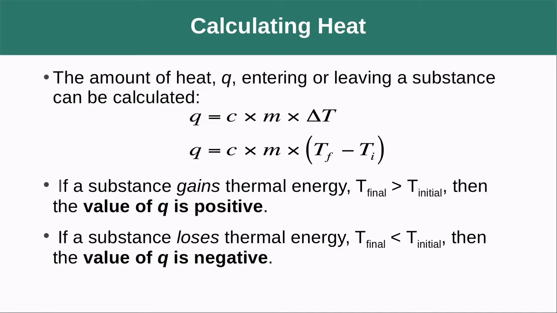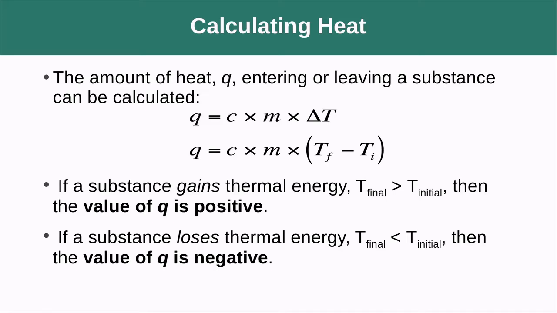Calculating heat. So the amount of heat that we're going to abbreviate with a Q entering or leaving a substance can be calculated by taking the specific heat capacity, multiplying it by the mass of the system, and then multiplying that by the change in temperature. And the change in temperature we're always going to calculate as the final temperature minus the initial temperature. So you can see that if the substance gains thermal energy, the final temperature is going to be higher than the initial temperature, then the value of Q is going to be positive. So when energy is going into the system, we get a positive heat.